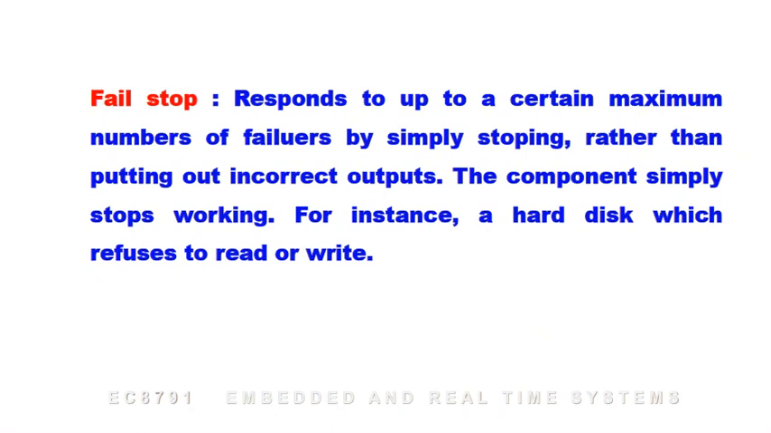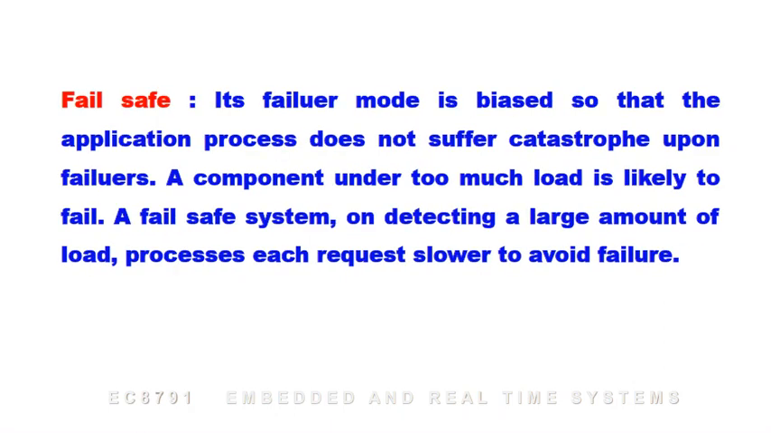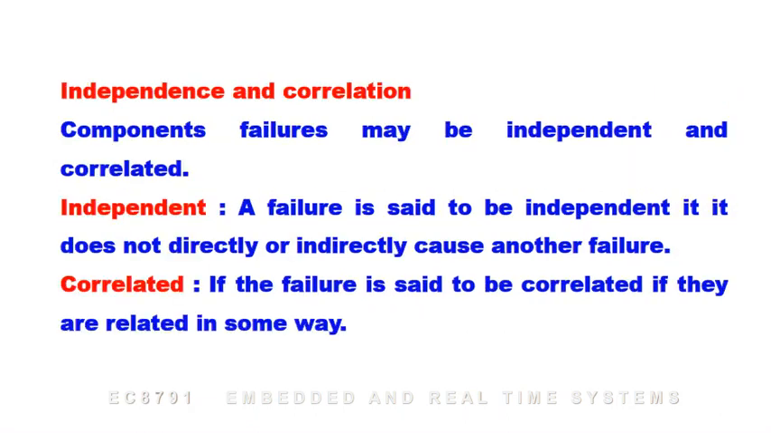Fail stop. A response to up to a certain maximum number of failures by simply stopping rather than putting out incorrect outputs. The component simply stops working. For instance, a hard disk which refuses to read or write. Fail safe. Its failure mode is chosen so that the application process does not suffer catastrophe upon failures. A component under too much load is likely to fail. A fail-safe system, on detecting a large amount of load, processes each request slower to avoid failure.